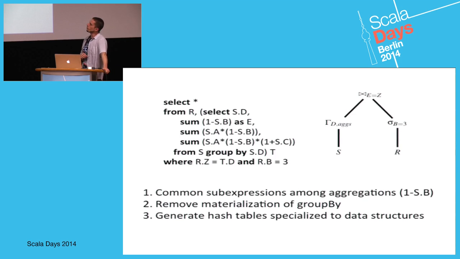Here's a SQL query, and you can see it's a nested query. There's a nested select statement, which performs an aggregation. Right, and there's actually a few aggregations here, so there are 3 sums, and one thing you can see here is that there are some common sub-expressions in these aggregations, right? So for example, this 1 minus s.b is evaluated multiple times here. And if you look at this query, then you can see that it's really important to look at this thing as a whole, right?